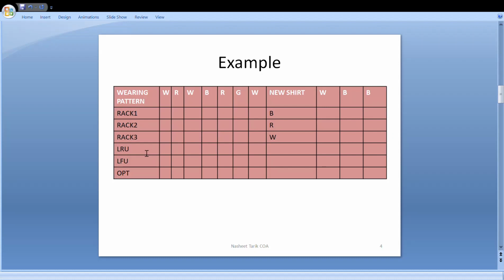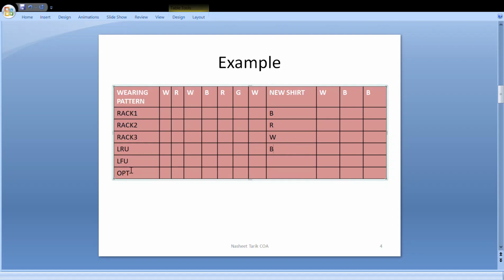Now if she is going by the least recently used approach, she will see that the black shirt you wore 3 days back, the red shirt you wore 2 days back, and the white shirt you wore yesterday only. So which shirt did you wear least recently? It is your black shirt. So she will be replacing your black shirt by this new shirt.